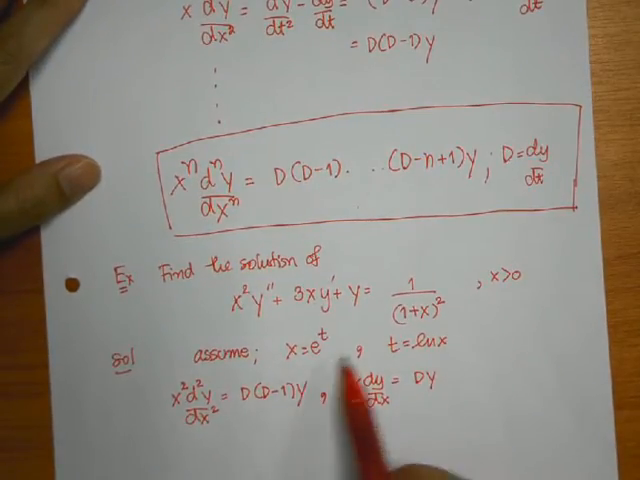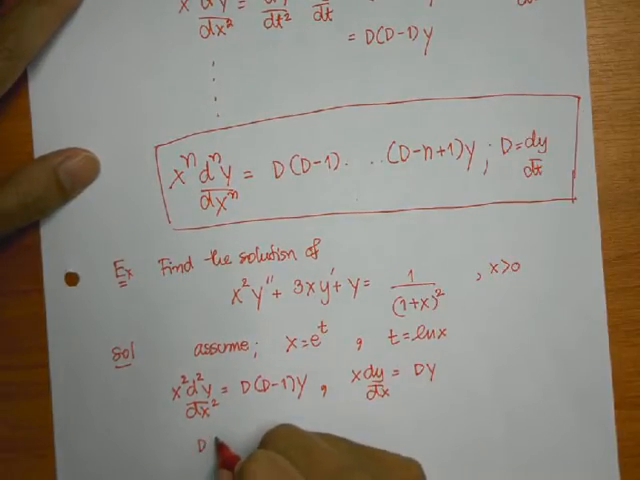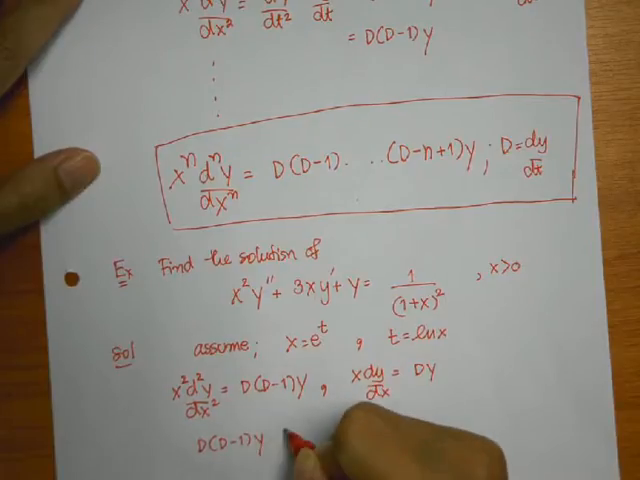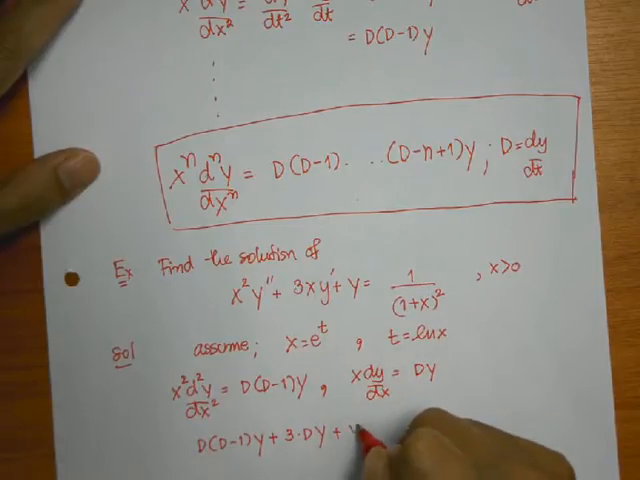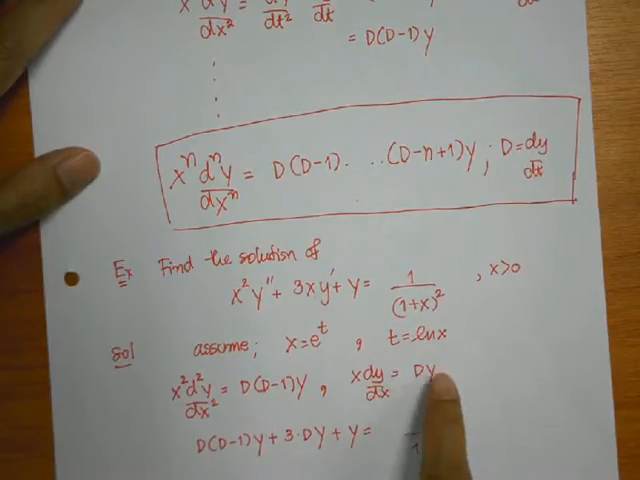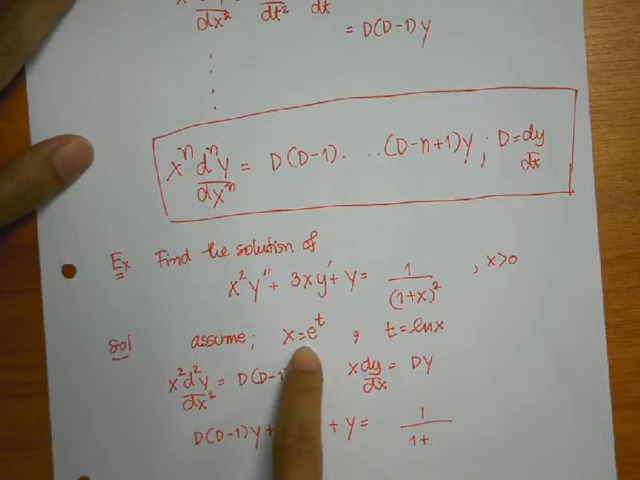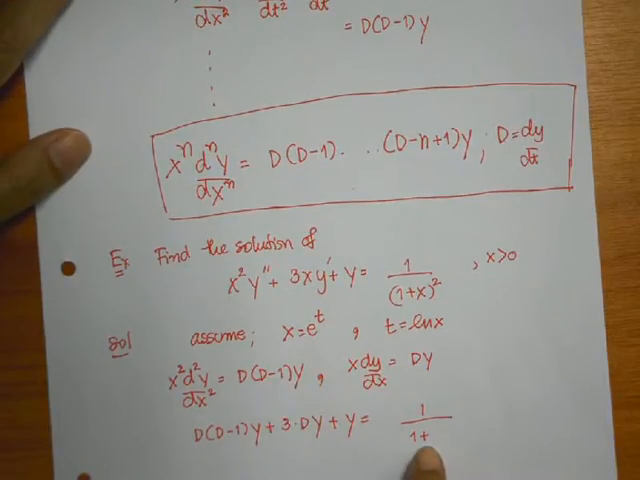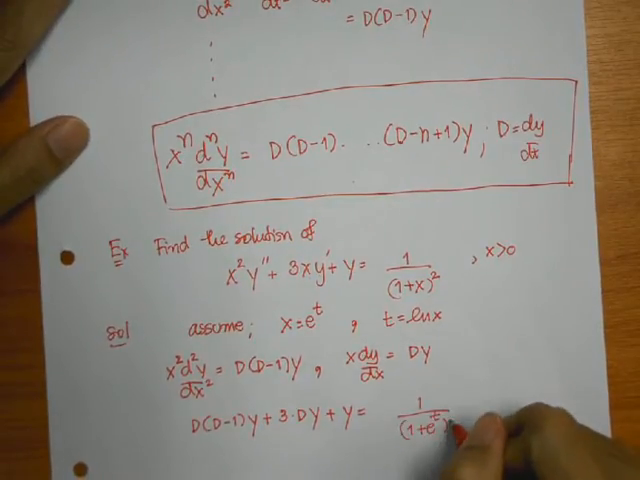Now we are going to put whatever we assumed back into our differential equation. So we would get D times (D minus 1) y plus 3 times D y plus y equal to 1 over 1 plus... can I put x there? I can't, because from the definition here, it means that I already replaced x with exponential of t. So on this side I cannot put x. I have to put exponential of t instead.